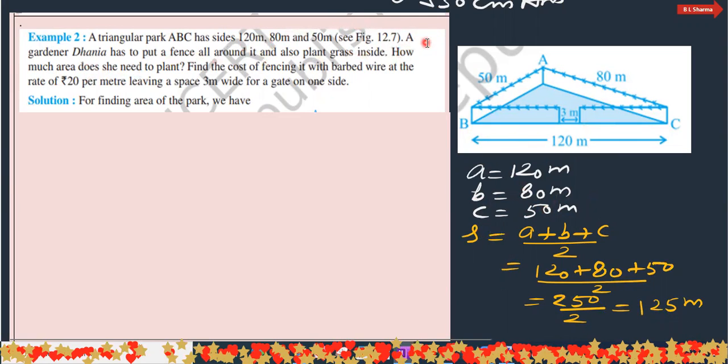Now we read the question again. A gardener Dhania has to put a fence all around it. Dhania इसके चारों तरफ fencing करना चाहते हैं. Means इसकी perimeter की हमें जरूरत है.